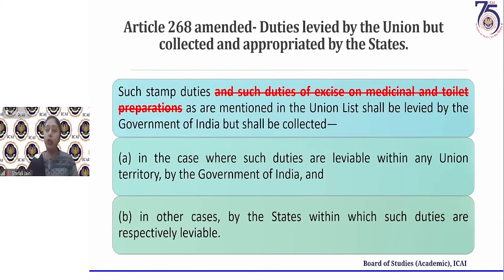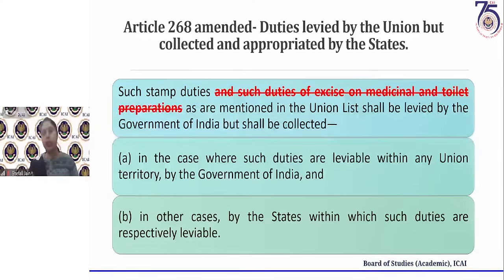246 says how the laws will be made by the center and the state. It gives separate powers to state and separate powers to center. It has lists, and these three lists which I was talking about, union list, state list, and concurrent list, are given as a schedule, the seventh schedule to the Constitution, and it is a part of Article 246 only.